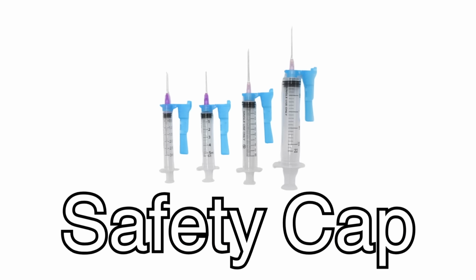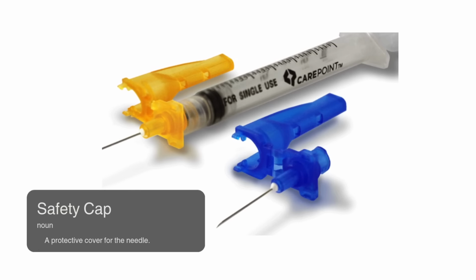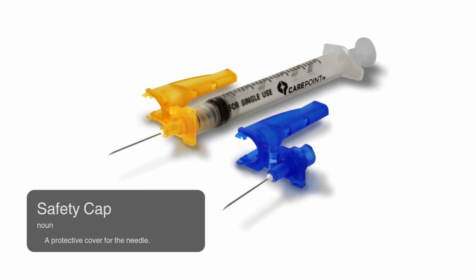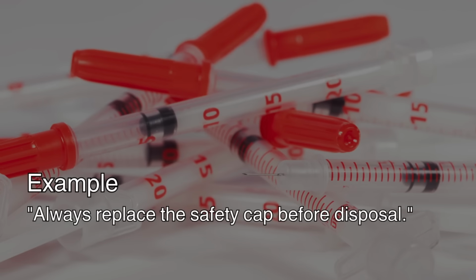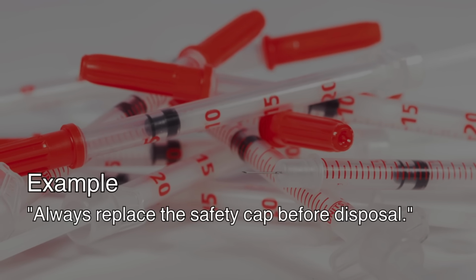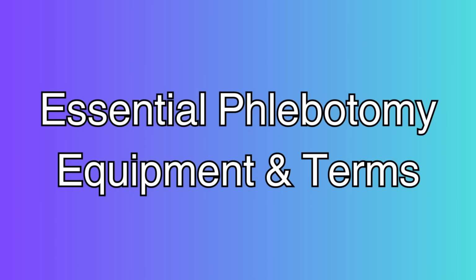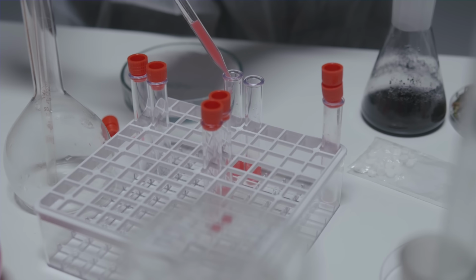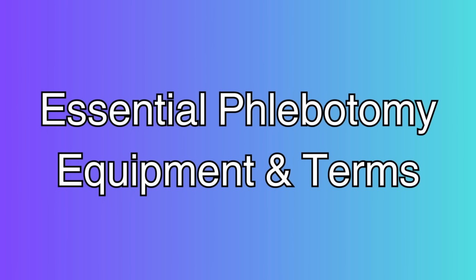Safety cap. A safety cap is a protective cover for the needle to prevent accidental injuries. Always replace the safety cap before disposal. Now let's move on to key equipment and terms used in phlebotomy. From blood collection tubes to centrifuges, these are the tools and concepts every healthcare professional should know.